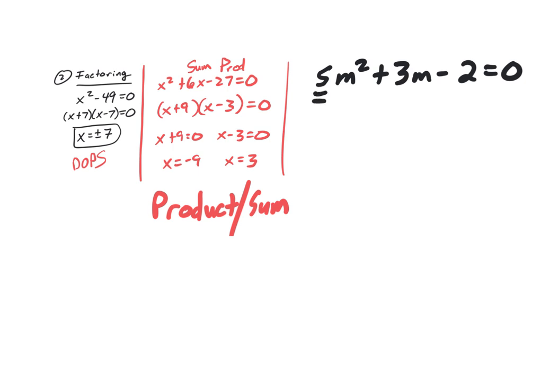So because we have a number in front of m squared, I can't do product and sum, because with product and sum, we don't have a number in front of the x squared or the m squared. Anybody remember the factoring method we use on one like this? Slide and divide. Yep. Good old slide and divide.